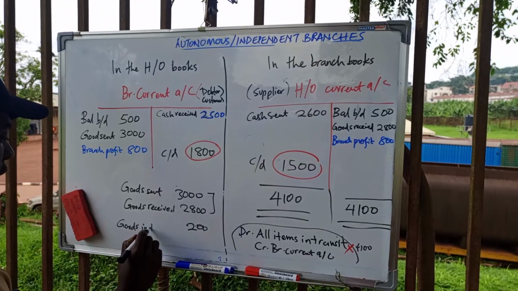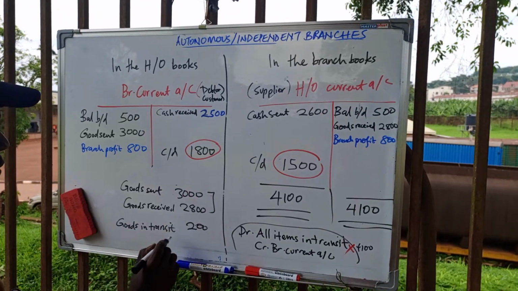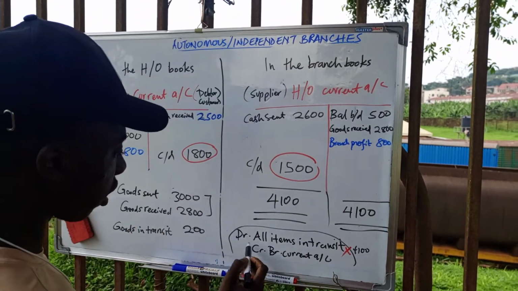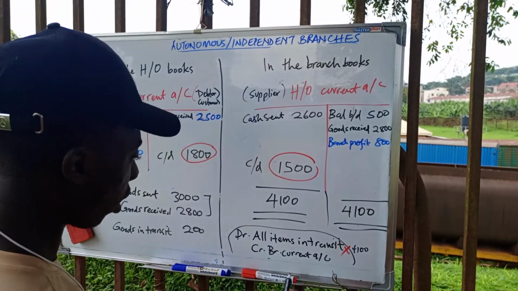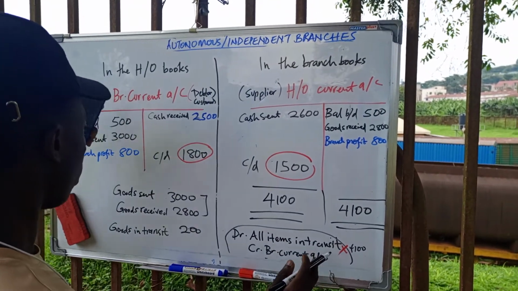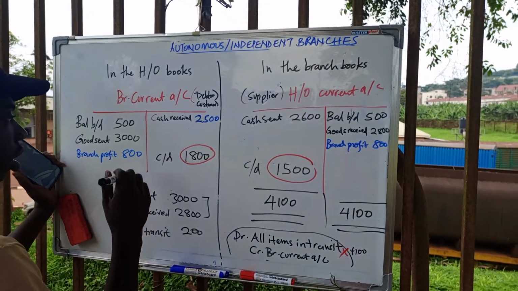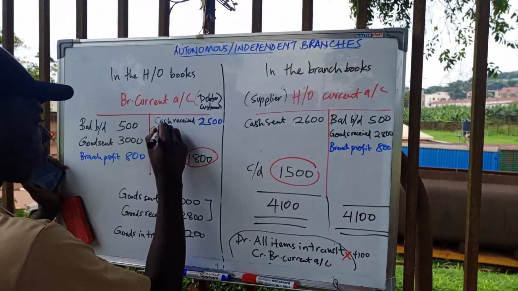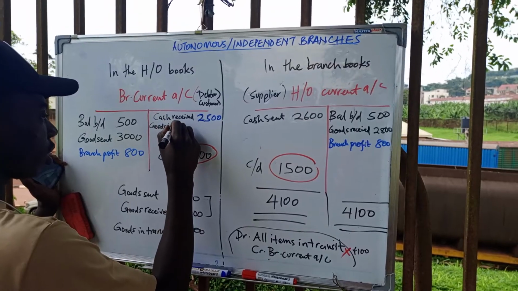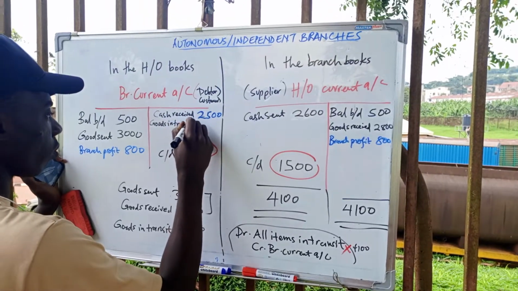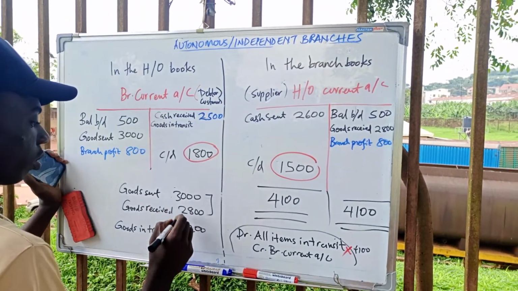Goods in transit. So it means you have to recognize it, debit the goods in transit account, credit the branch current account. So we are going to be crediting the branch current account, which is this one. So I must be crediting the branch current account here with goods in transit as the detail. So goods in transit, it is 200.